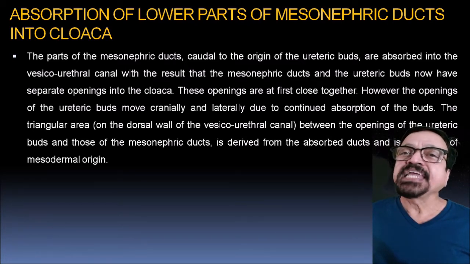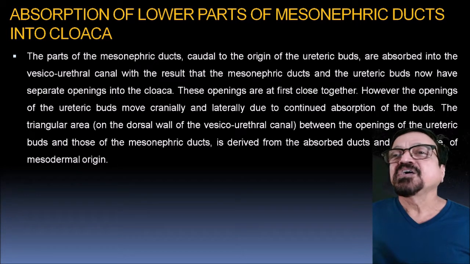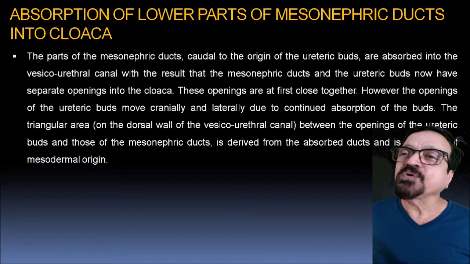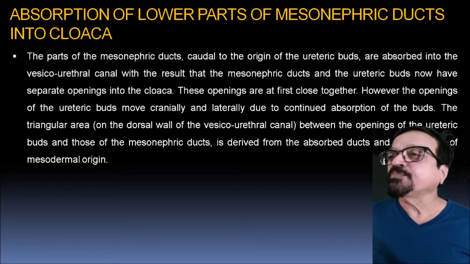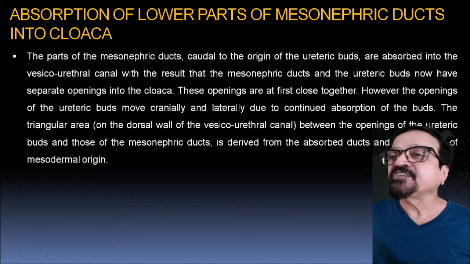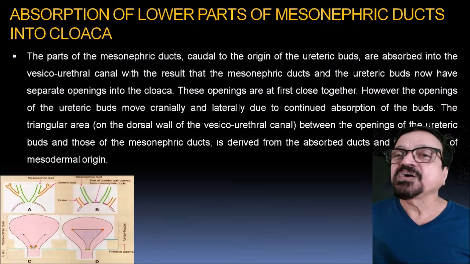However, the opening of the ureteric bud moves cranially and laterally due to continuous absorption of the ducts. The triangular area on the dorsal wall of the vesico-ureteral canal between the openings of the ureteric bud and those of the mesonephric duct is derived from absorbed duct and is therefore of mesodermal origin. You can see it over here.